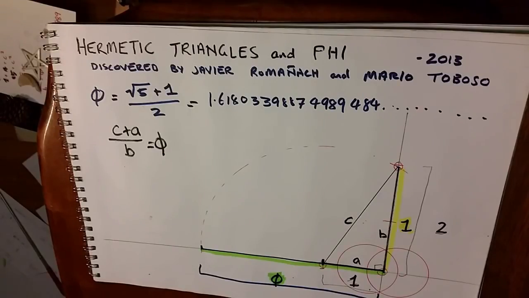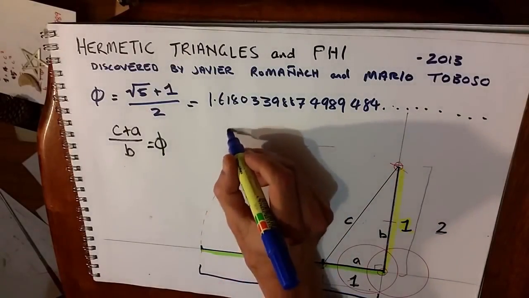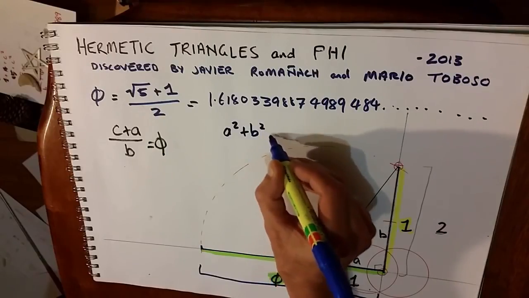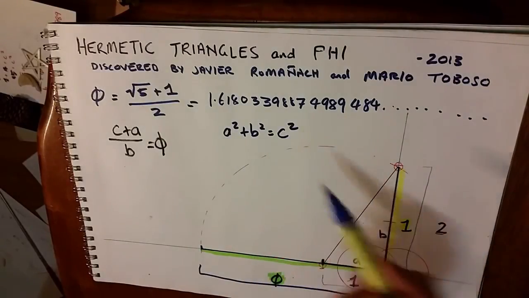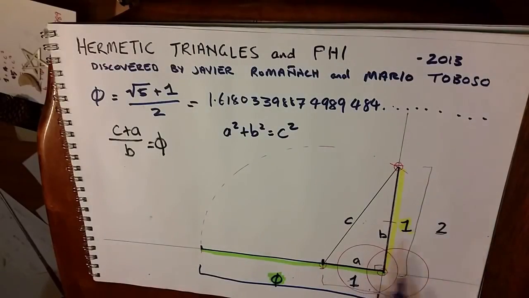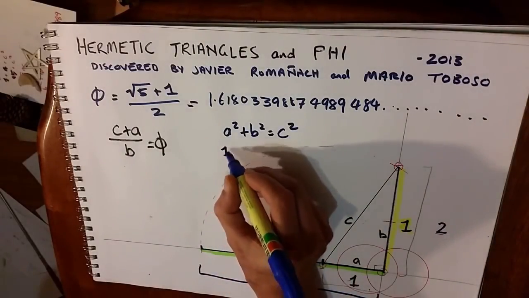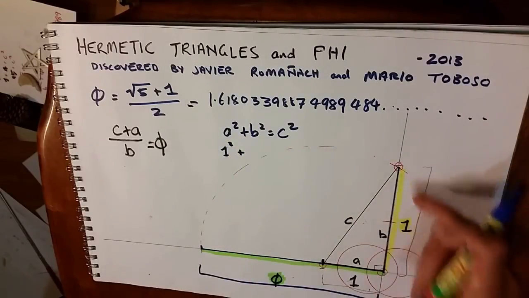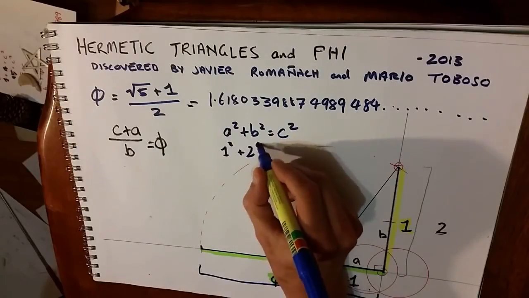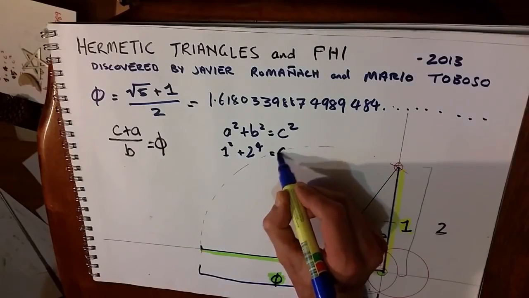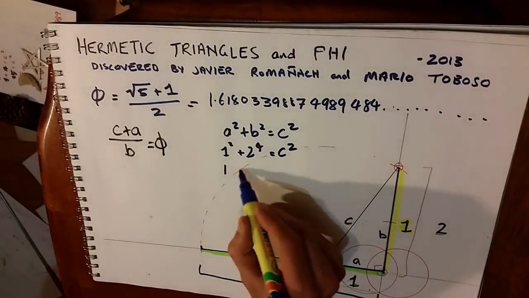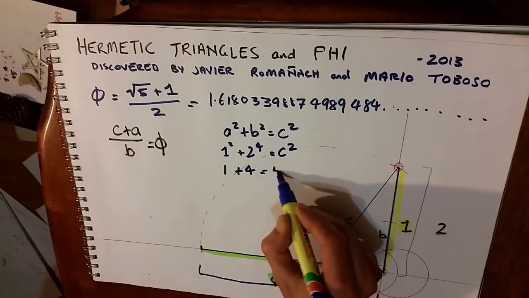And what's very cool, very neat about this is we can now also use Pythagorean theorem, a squared plus b squared equals c squared, to prove it. And so a squared plus b squared equals c squared. A is 1. 1 squared plus b, 2, squared. Therefore, c squared. So therefore 1 plus 4 equals 5.